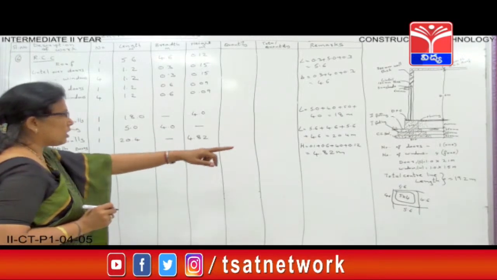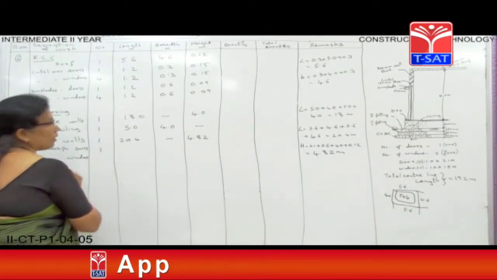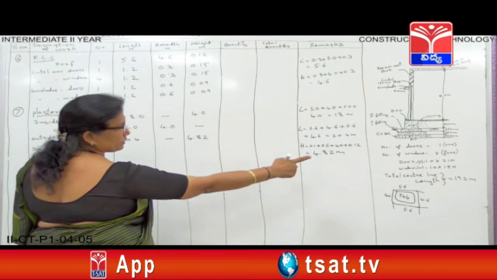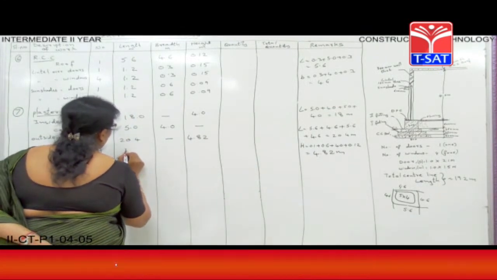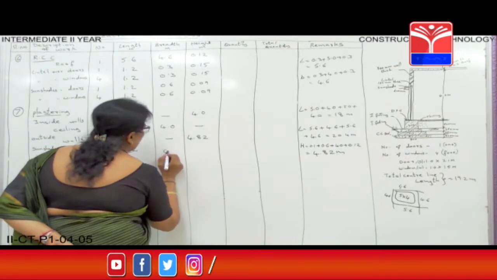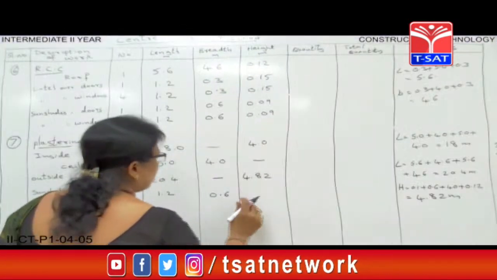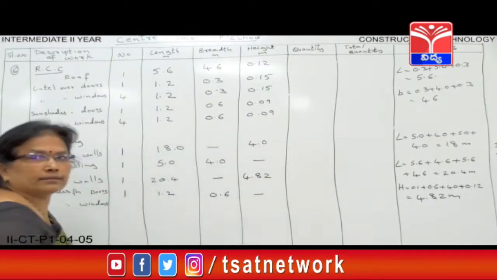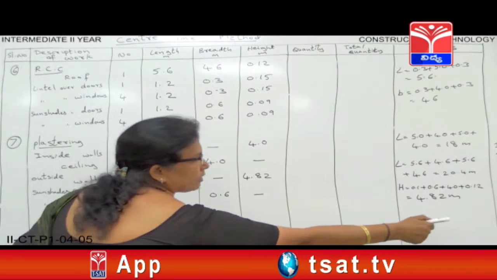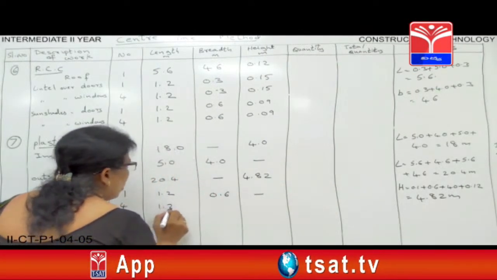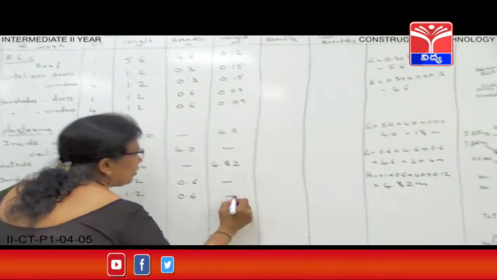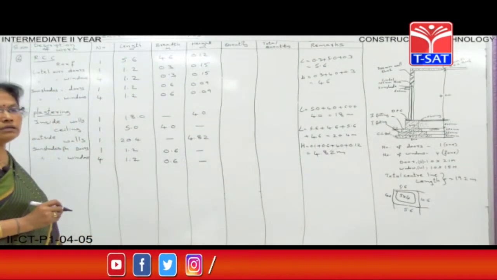Sunshades over doors. How many doors? One door. And what is the length of the sunshade? 1.2 is the length. And here same, 0.6 is the breadth. You won't have thickness. And windows, 4 windows. The length is 1.2 after adding projection. Then breadth is 0.6. Again, you don't have the height here.